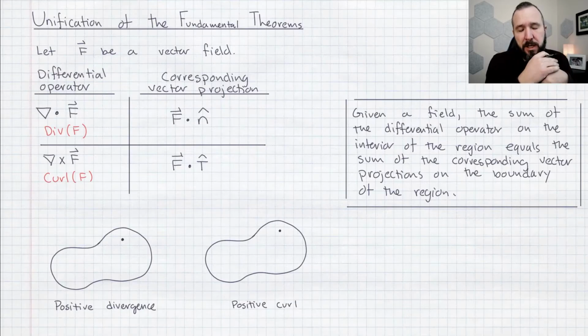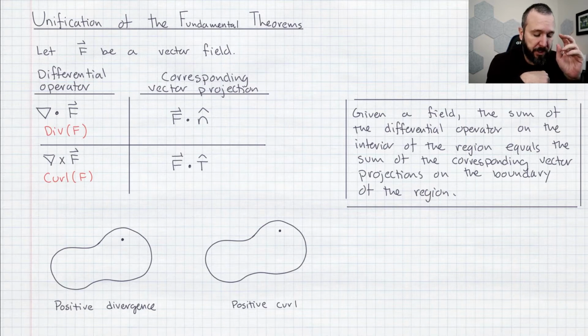Unification is a statement about a relationship between a differential operator, that's a way of measuring how much a vector field is changing, and it's a generalization of the concept of taking the derivative, and a corresponding vector projection on the boundary.